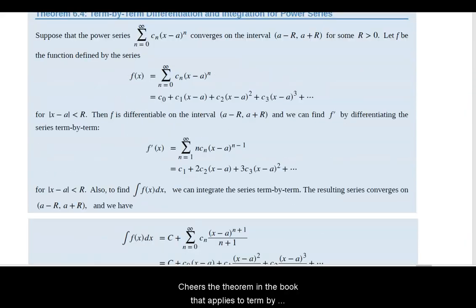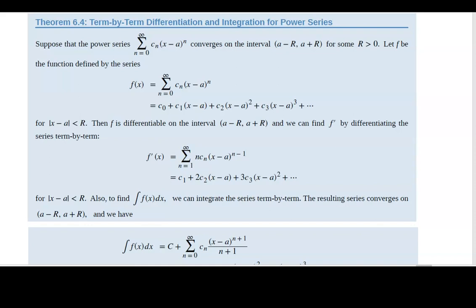Here is the theorem in the book that applies to term-by-term differentiation and integration for power series. You'll notice that in this format, they've based it not on a series centered at 0, but on a generic series centered at x equal a. If a is not 0, then the interval of convergence will be from a minus r to a plus r, where r again is that radius of convergence, which accounts for half the width of the interval of convergence.